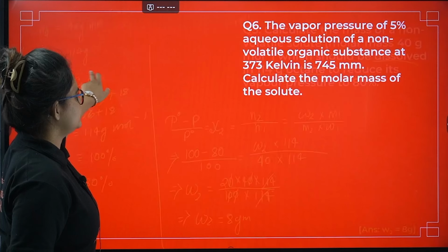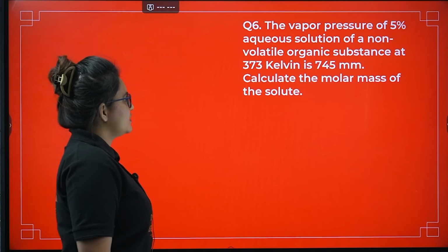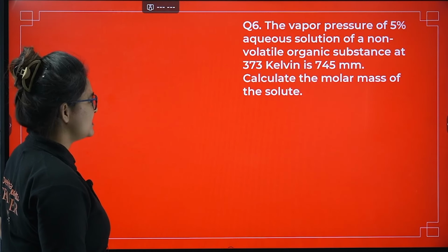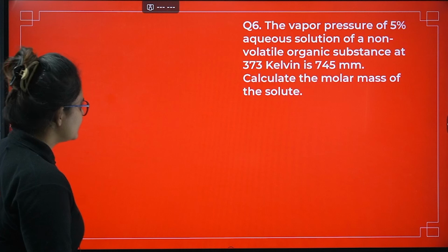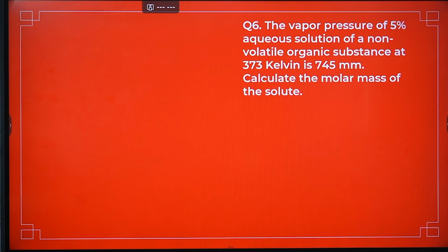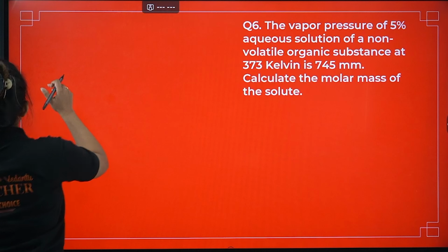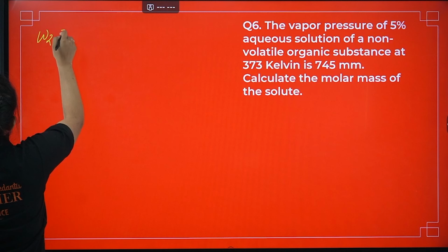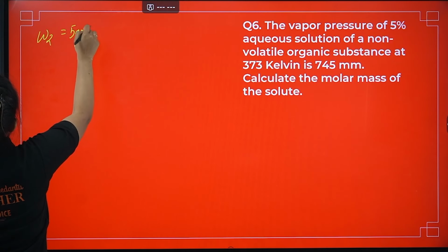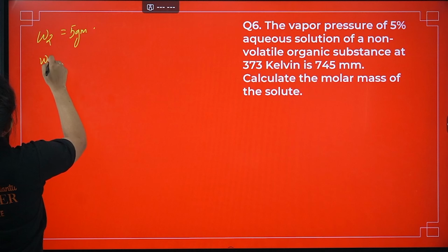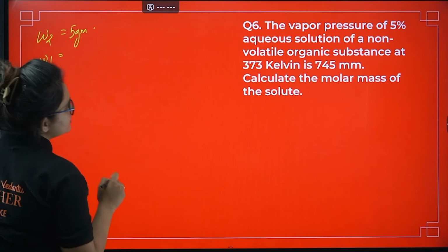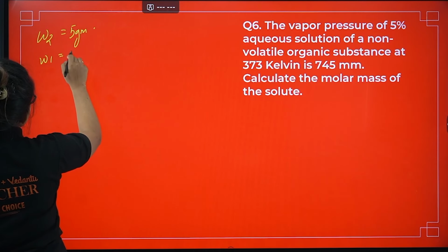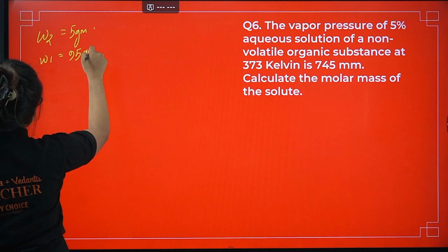Let's go ahead. The vapor pressure of a 5% aqueous solution of a non-volatile organic substance at 373 Kelvin is 745 mm. Calculate the molar mass of the solute. First, let's write what is given. Weight of the solute, W2, is given as 5 gram. Weight of the solvent, W1: they are saying 5% aqueous solution, so if it is 5 gram, then the weight of the solvent should be 95 gram.